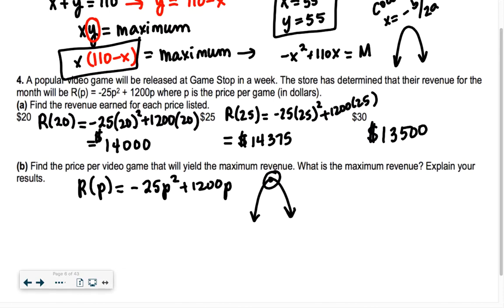All right, so I know there's no x's, so it's usually x equals negative b over 2a. What are we going to write now? We're going to write p equals negative b over 2a.